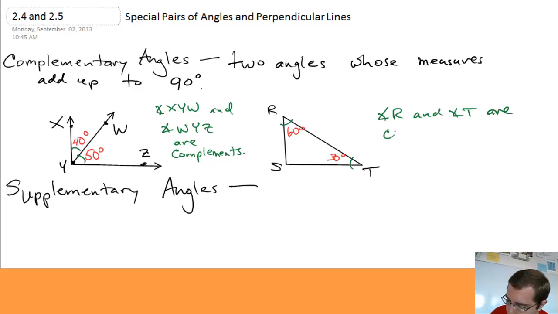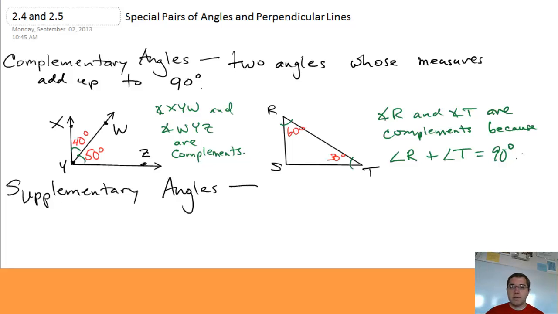are complements, and we can say that because the measure of angle R, notice the difference in notation when we're talking about the measure of an angle versus the angle itself, the measure of angle R plus the measure of angle T equals 90 degrees. Since they add up to 90 degrees, those angles are called complements of each other. Okay, if two angles add up to 90 degrees, they're called complements.